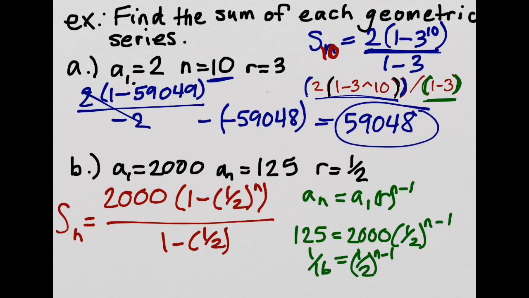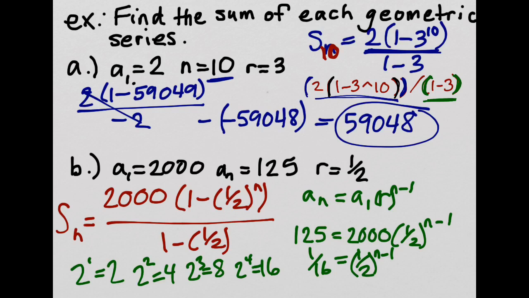Ooh, I don't know if we know how to do that yet. Well, we can think of it this way. 1 raised to what gives us 1? Well, that could be anything. But 2 raised to what power gives us 16? Well, let's just try some. 2 to the first is 2. That's not it. 2 to the second is 4. That's not it. 2 to the third is 8. Getting warmer. 2 to the fourth is 16. So that means that n minus 1 needs to equal 4. So that means that n is equal to 5, because 5 minus 1 is 4.